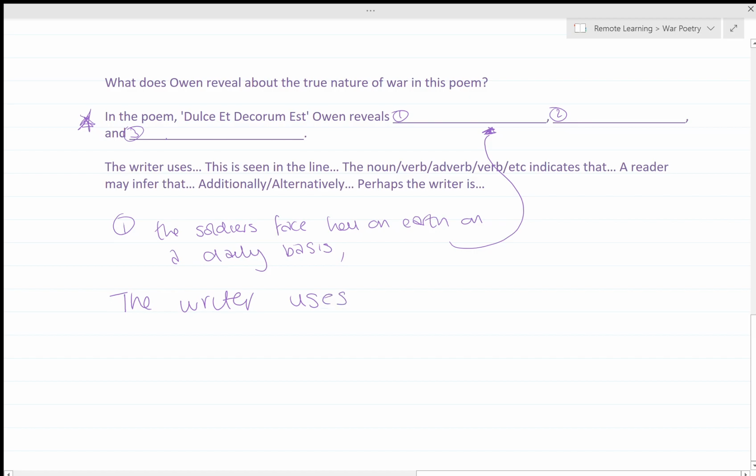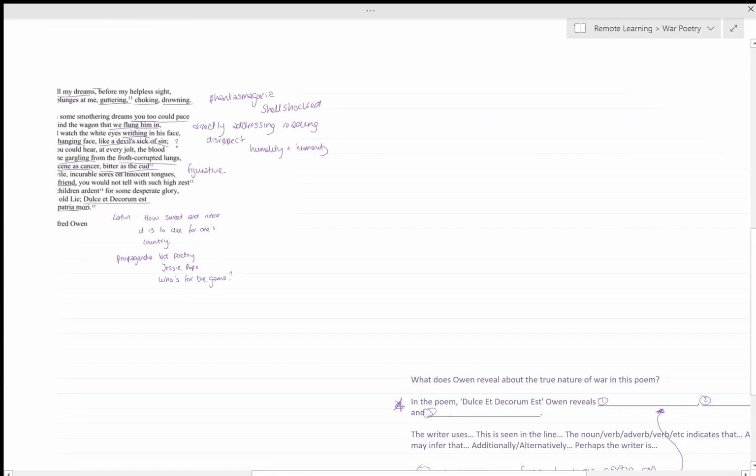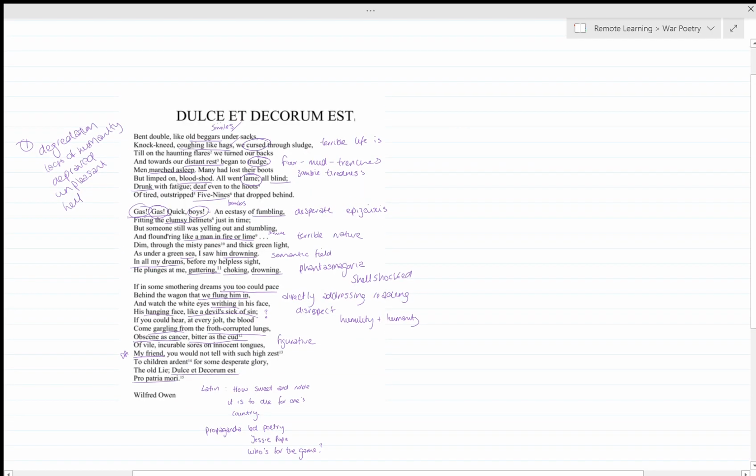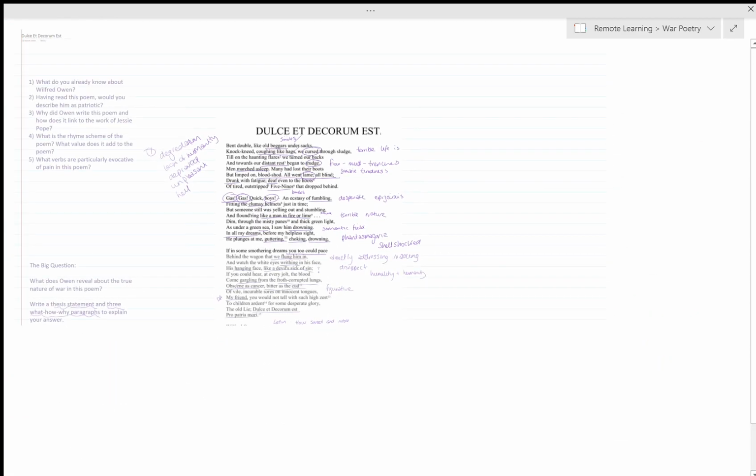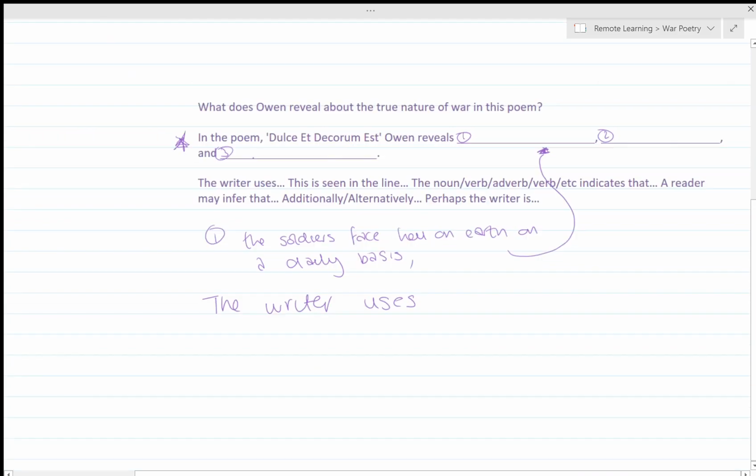And I'd be thinking about all the different bits of figurative language that Owen uses in this first stanza. I might go for the idea of old beggars under sacks. I could go for coughing like hags. I could go for cursed through sludge, not walked or moved. We could go for the haunting flares. We could talk about how people had lost their boots. But I quite like this bit: all lame, all blind, drunk with fatigue. That's going to be the quote that I'm going to be thinking about.